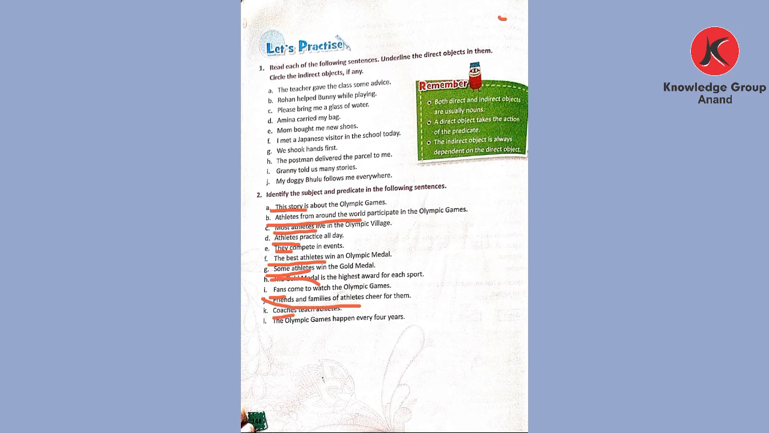The Olympic Games happen every 4 years, so the Olympic Games is the subject. So dear students, we have to identify the subject and predicate. Here by underlining, I have made you identify only the subject, and the words which we have not underlined in the sentence are called the predicate.